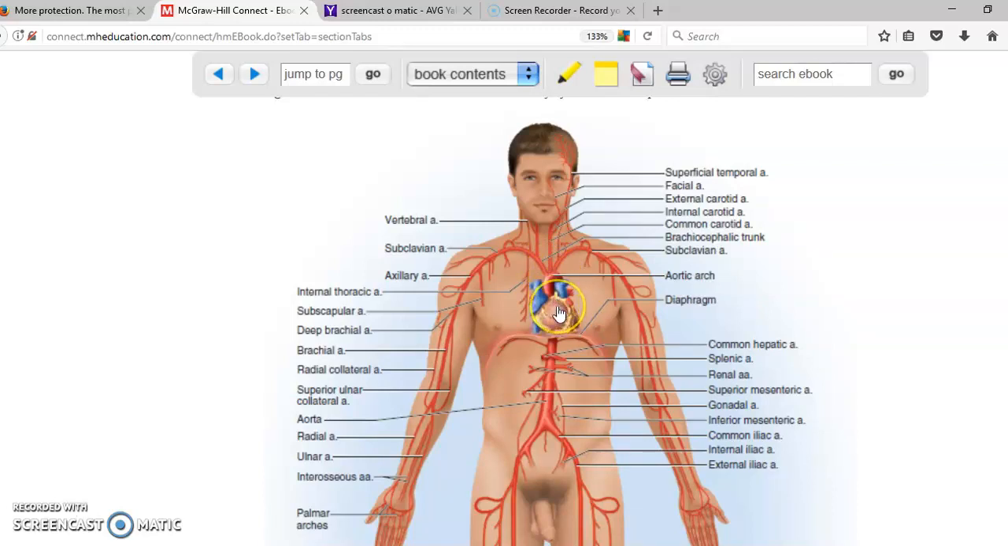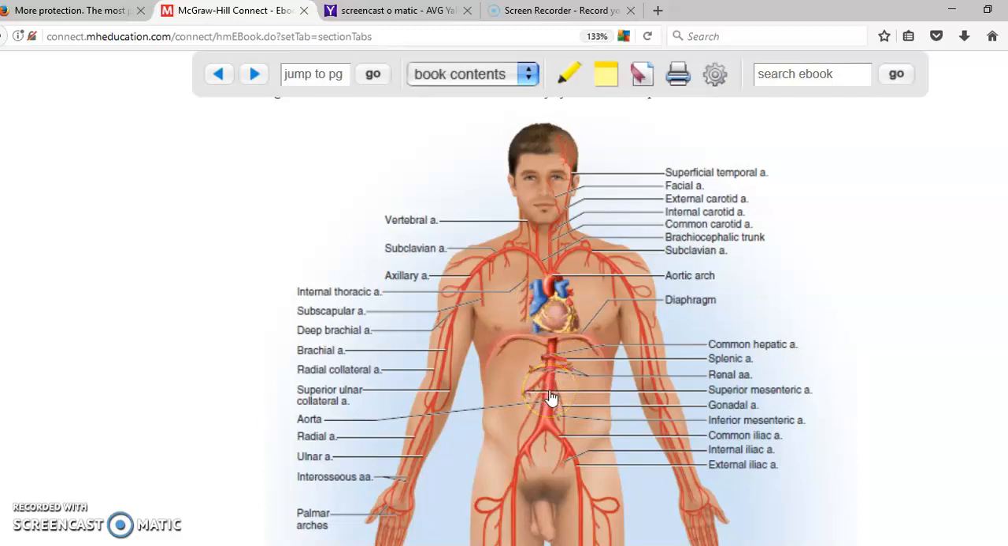The descending aorta is going to provide you with a lot of branches for different structures that we have in here. For example, it's going to give you branches for the lungs, such as the bronchial arteries. If you keep scrolling down, you can see here the descending aorta, the level of the abdomen.